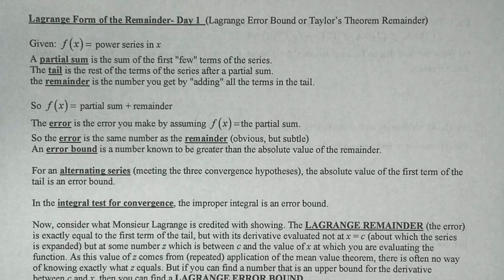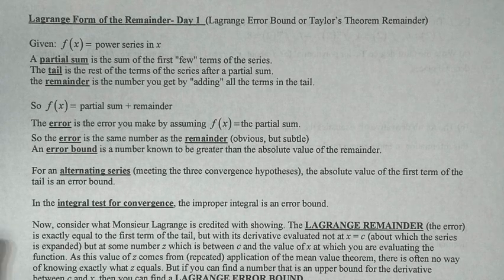Hi guys, today we're going to learn about the Lagrange error bound, or the Lagrange form of the remainder. You have that f of x is equal to a power series in x. So let's say that a partial sum is the sum of the first few terms of the series. Then the rest is what we call the tail, which is the rest of the terms in the series after that partial sum.